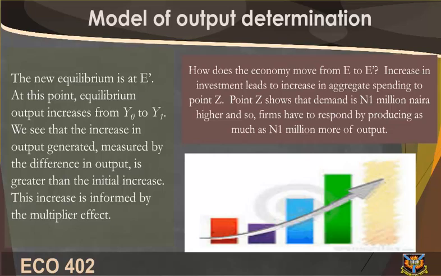How does the economy move from E to E prime? The increase in investment leads to an increase in aggregate spending to point Z. Point Z shows that demand is 1 million naira higher and so firms have to respond by producing as much as 1 million naira more of output.